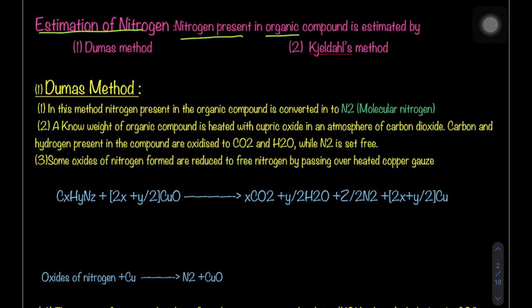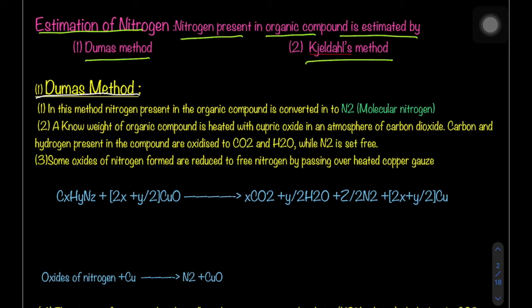nitrogen. Nitrogen in the given organic compound is estimated by two methods. Number one, Dumas method. Number two, Kjeldahl method. These two methods are very important for competitive examinations. Now let us see one by one. Number one, Dumas method.